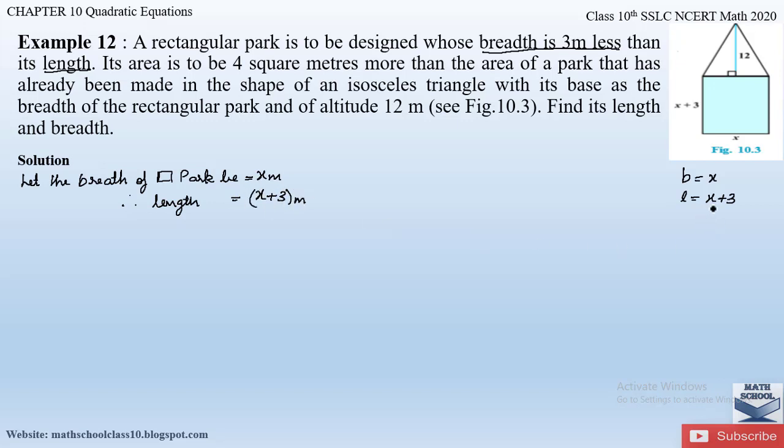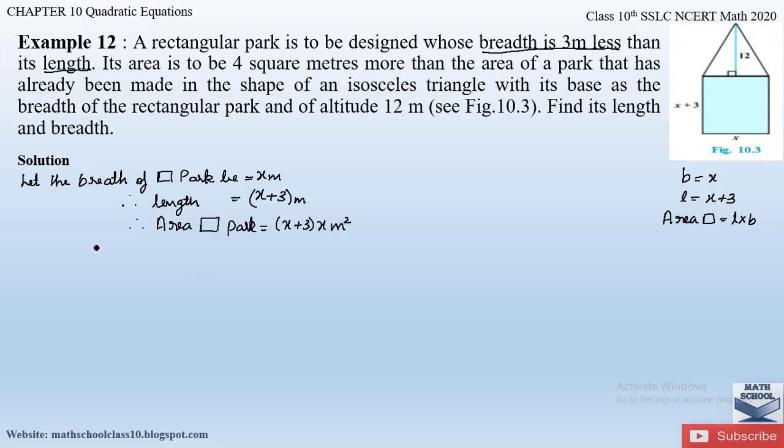Now the area of the rectangle is given by length into breadth. So write down, therefore the area of the rectangular park will be, what is the length? x plus 3 meters into breadth x meters.